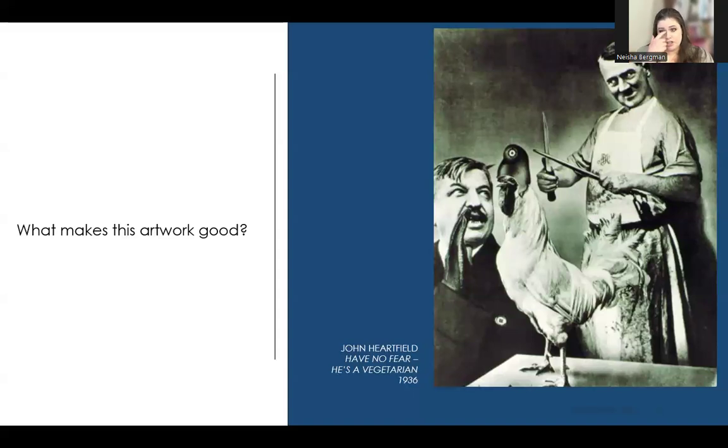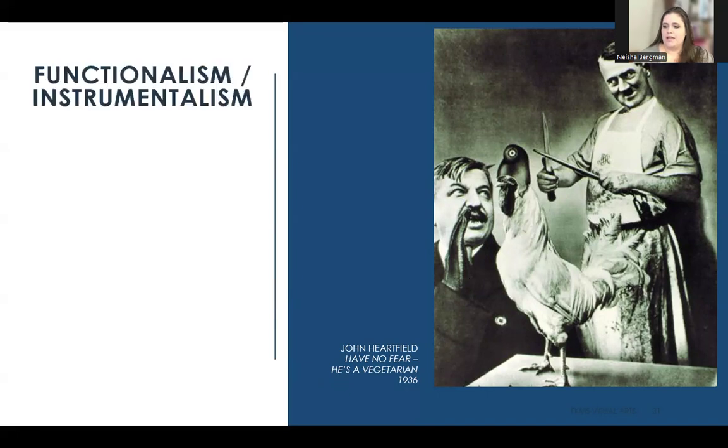What makes this artwork good? Now, I want you guys to understand that this is photo manipulation before there were computers. So this is very literally stitching in a darkroom, parts and pieces, and collaging artwork in order to create this piece. But what makes it good?